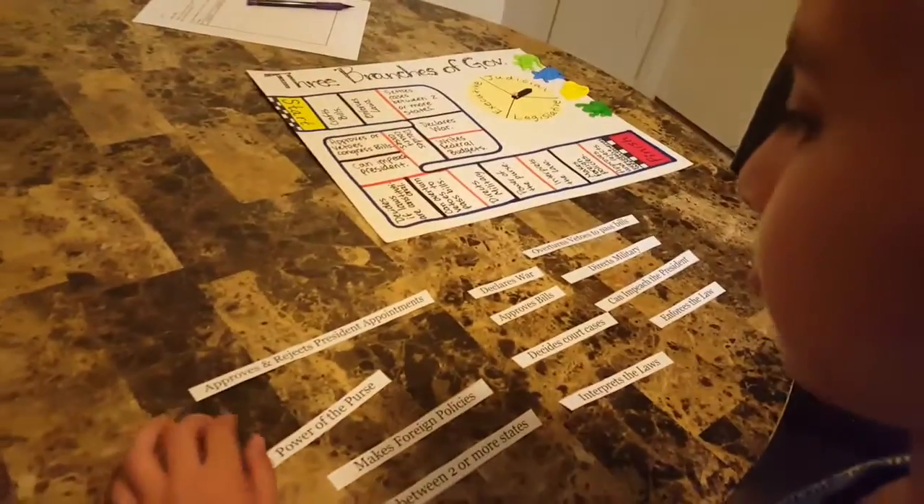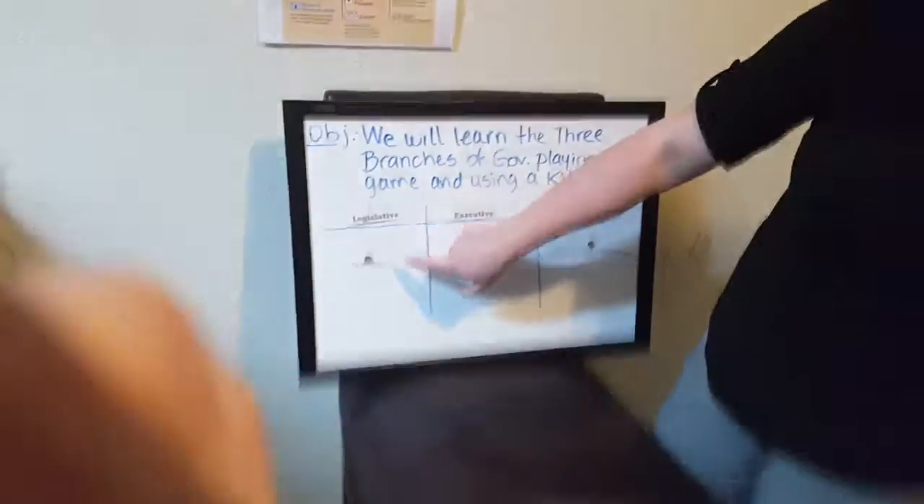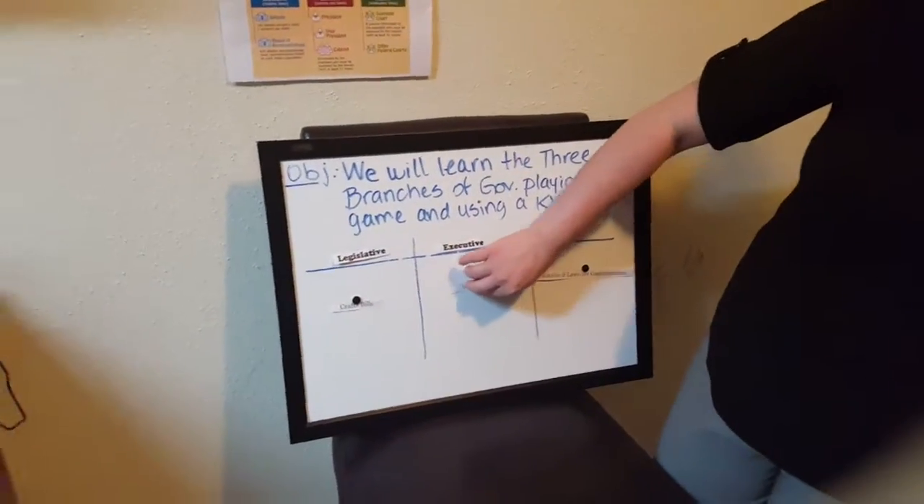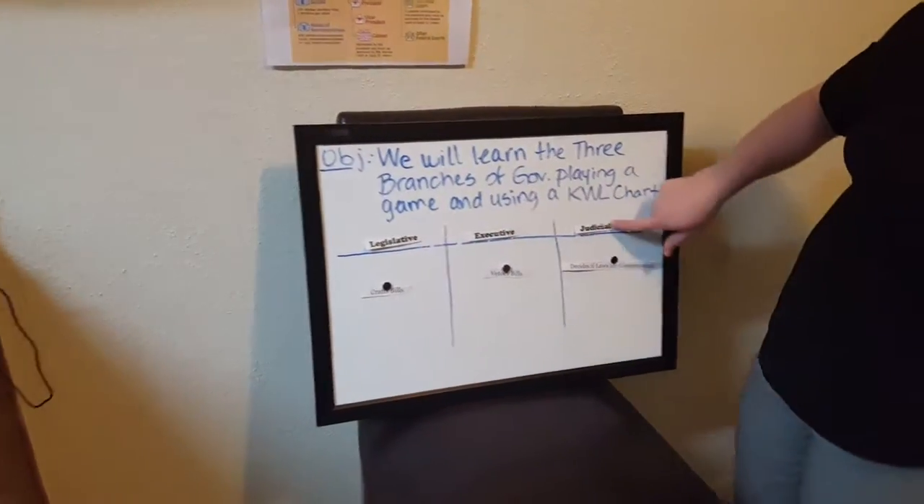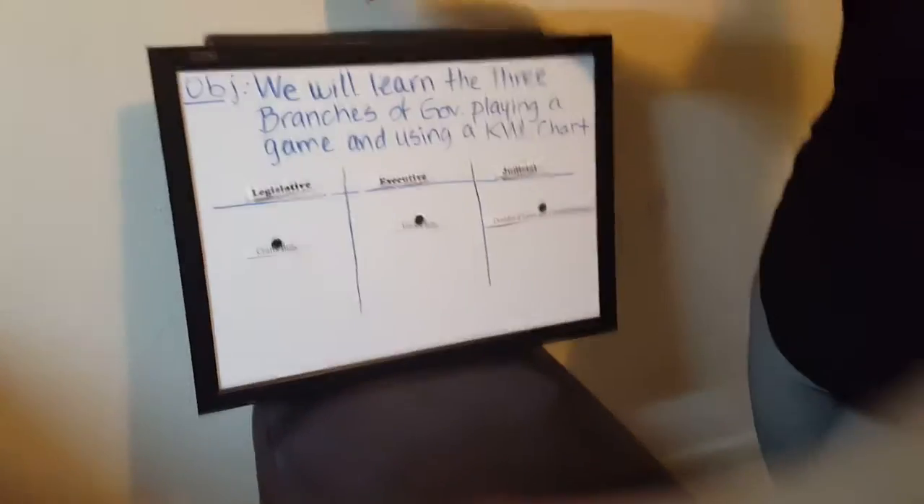Are those the only ones you know? You know that the legislative crafts the bills. That's good. And then the executive vetoes the bills, which you know means overturn. And then the judicial decides if the laws are constitutional because they evaluate the law, right?